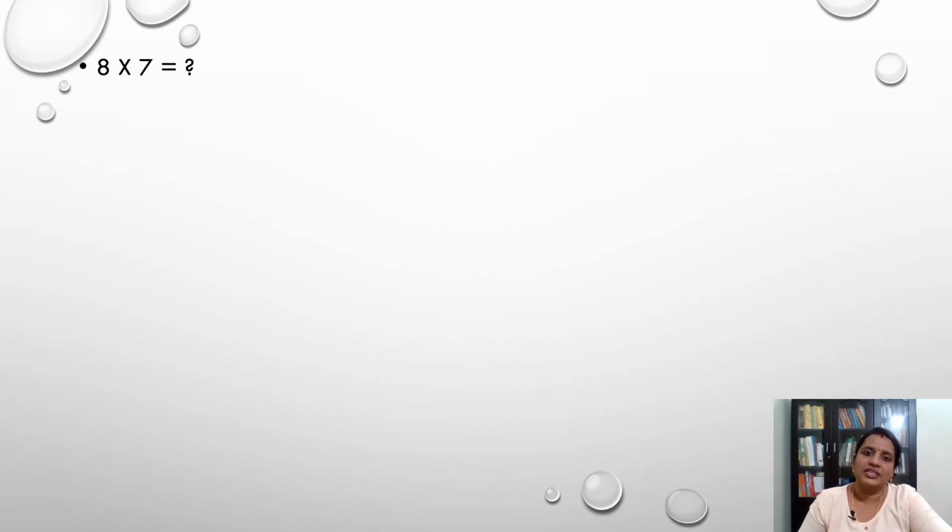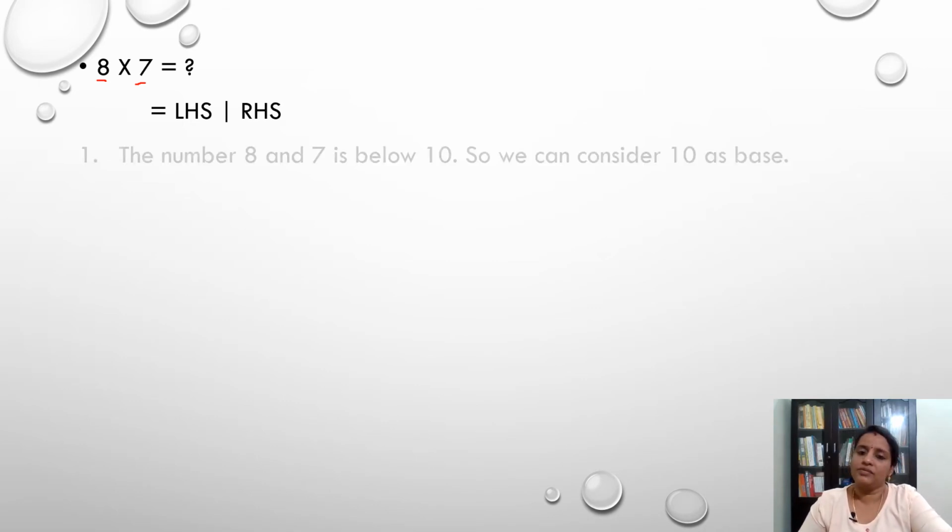What would be my first step? Again, my first step is splitting the answer into two parts, that is the LHS and my RHS. Okay. Next, what is the step? I have to find the base of the number, isn't it? Yes. So here, 8 and 7 are closer to 10, that is the base 10. As 8 and 7 are closer to 10, we consider 10 as the base.